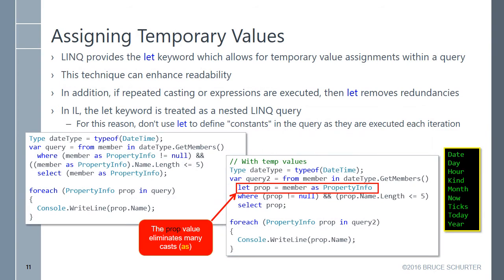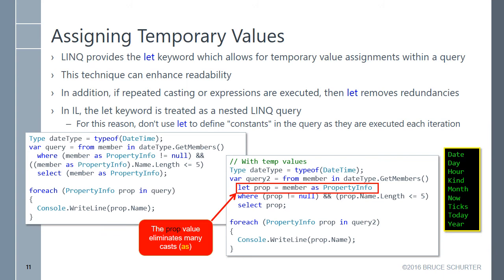Another trick in LINQ is to create temporary variables within the query itself. Using the let keyword, what we can do is define a temporary variable that points to some object within the query, so we don't have to write that subquery over and over again. We can just access that individual value anytime we need to touch it.